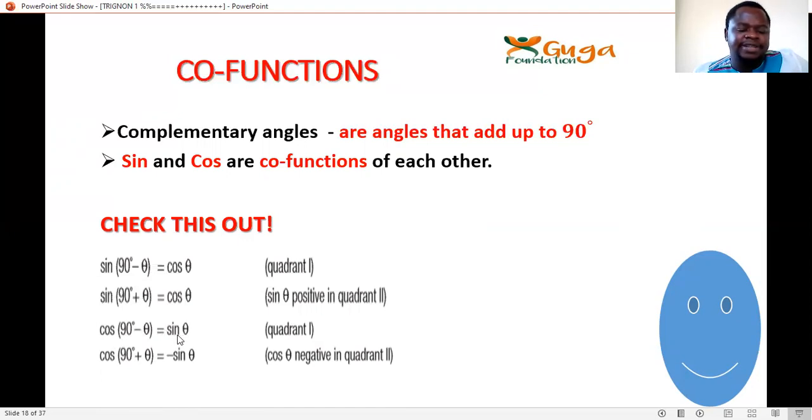Now let's look at the cos of 90 minus theta. 90 minus theta is in the first quadrant. Is cos there positive or negative? Positive. Is it a cofunction? Yes, you write sin theta. So cos of 90 plus theta: 90 plus theta is in the second quadrant. Is cos there positive or negative? Negative. Is it a cofunction? Yes. Then you write negative.